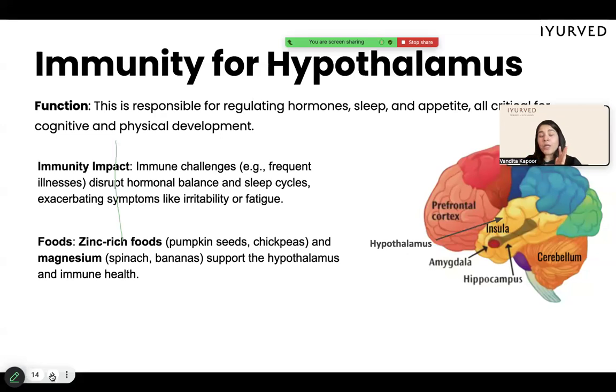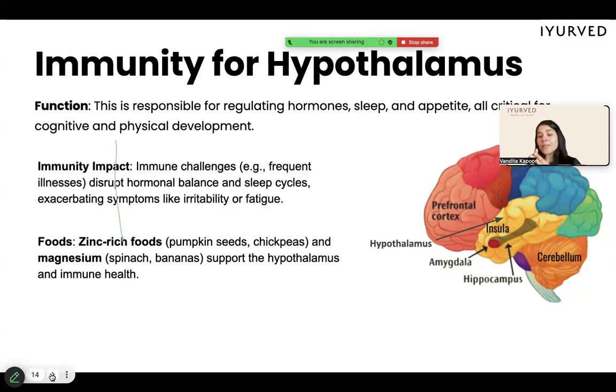Any kind of low immunity will give you hormonal imbalance. The sleep cycle will not be good, and most of the time you will find your child getting irritated, very tired and fatigued. The kind of food you have to give your child to make sure your child sleeps well and hormones are regulated is zinc rich and magnesium rich.